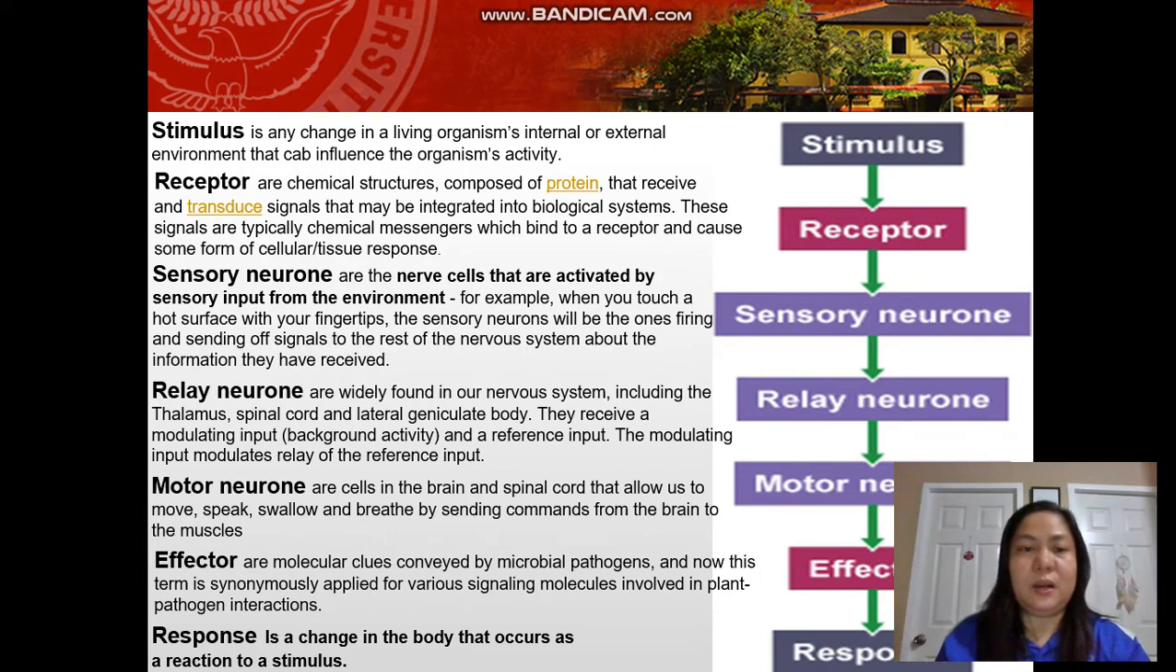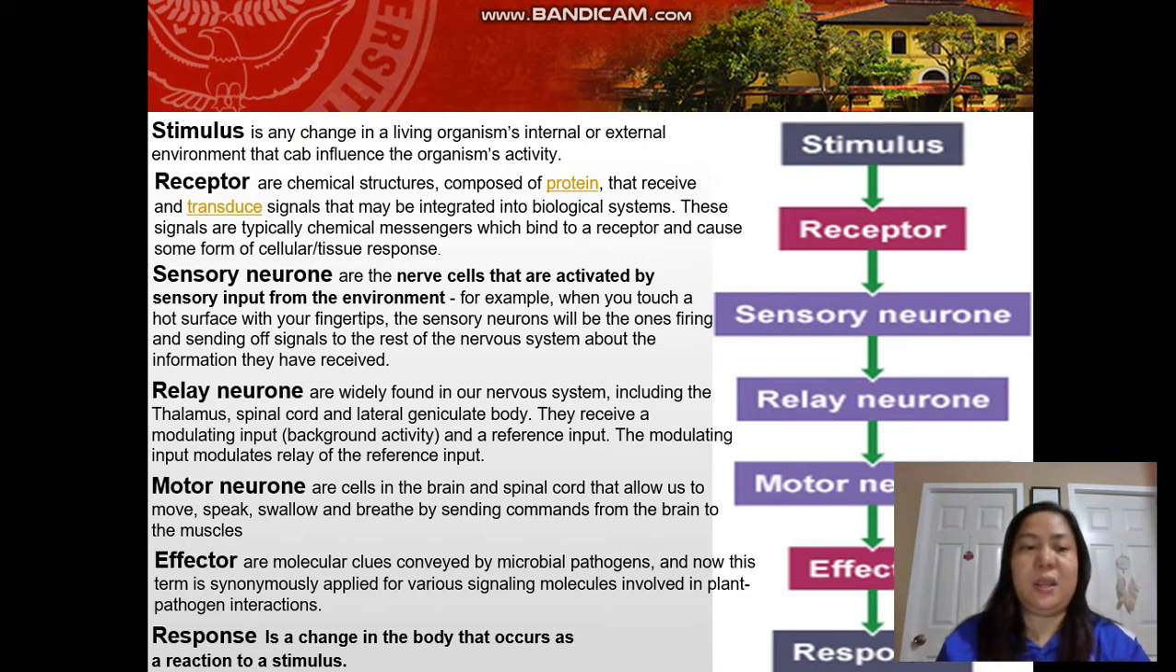Sensory neurons are the nerve cells that are activated by sensory input from the environment. For example, when you touch a hot surface with your fingertips, the sensory neurons will be the ones firing and sending off signals to the rest of the nervous system about the information they have received. Okay, na-sense nila na mainit yon. So, yung neurons na yun, sinasabi niya, mainit pala yon.